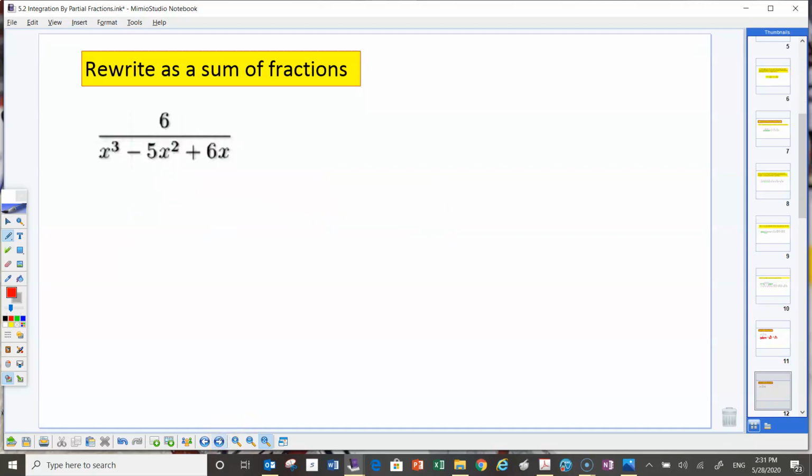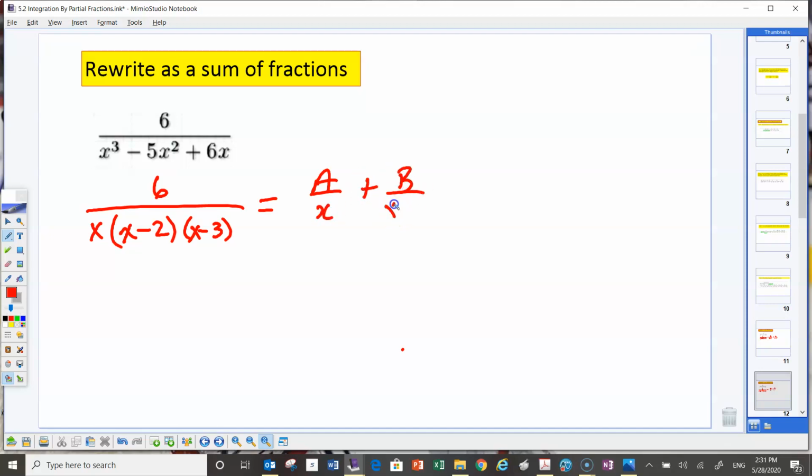So if I have something like this, first thing I'm going to do is factor an x out of the bottom, and that would leave me with an x squared minus 5x plus 6, which then factors into x minus 3 and x minus 2. So these are all distinct linear factors, so it's going to be A over the first factor plus B over the second factor plus C over the third factor.